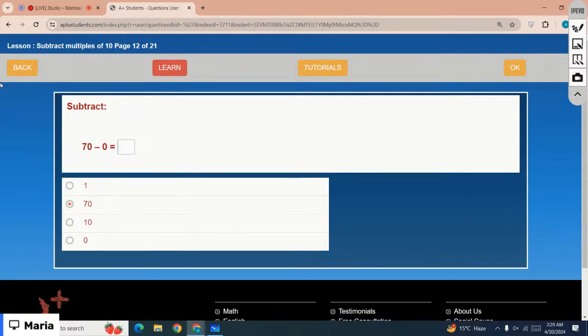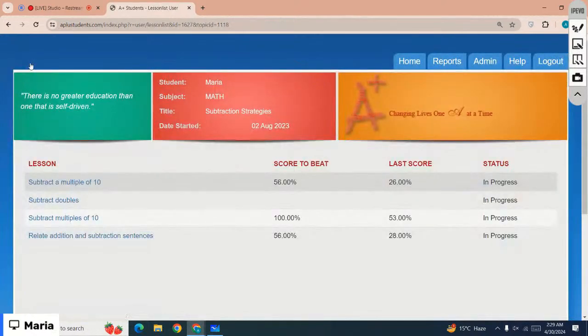Okay, you can complete the lesson by yourself later today. Let me just move on to the next lesson. The next lesson is relate addition and subtraction sentences. Let's just start with the next lesson.